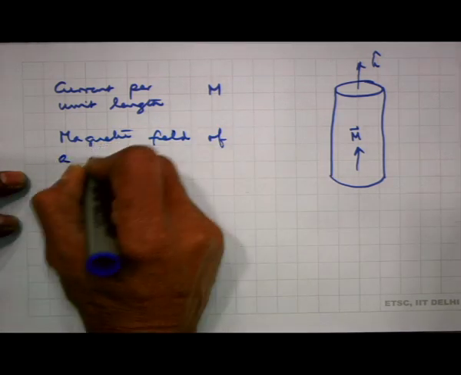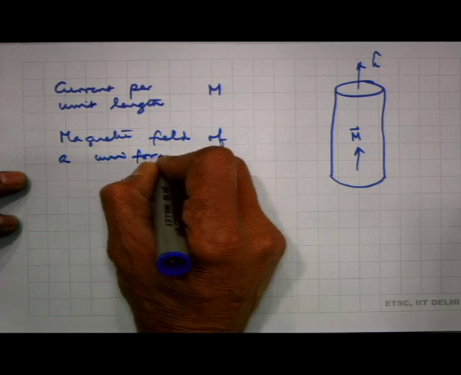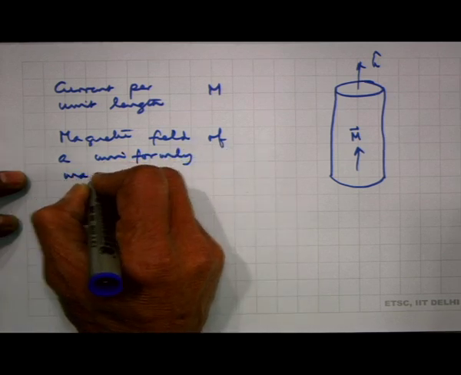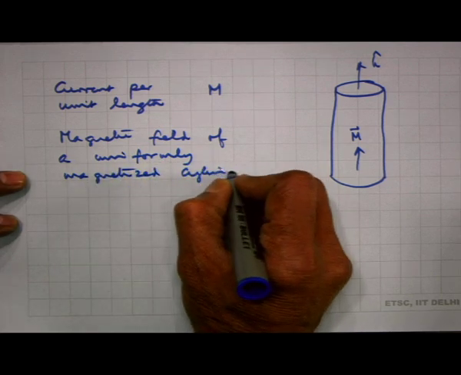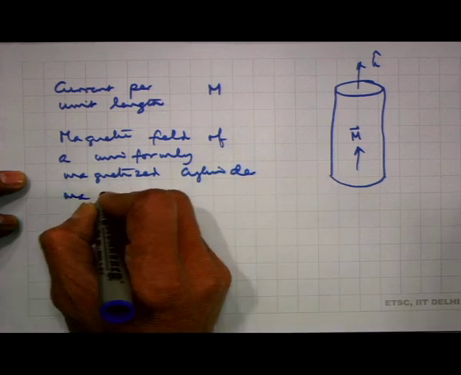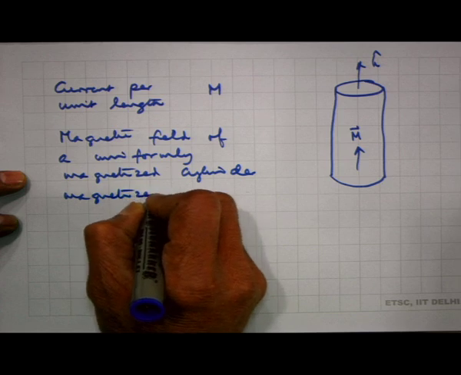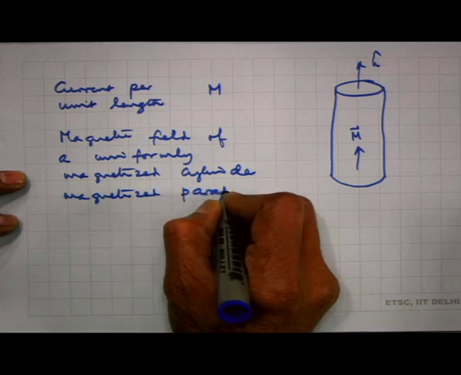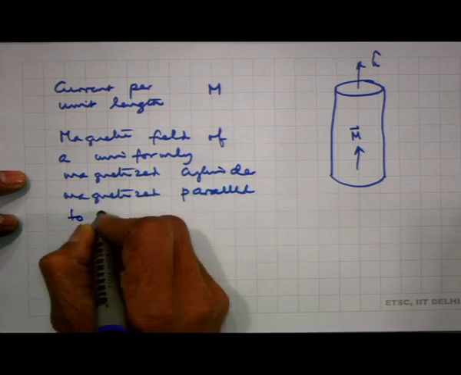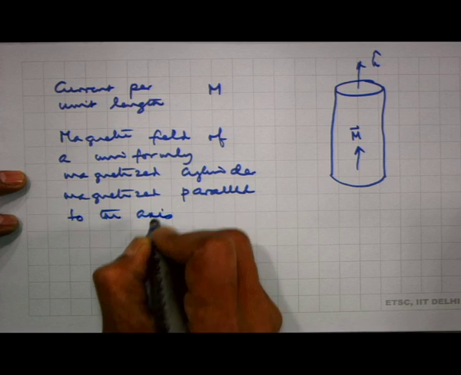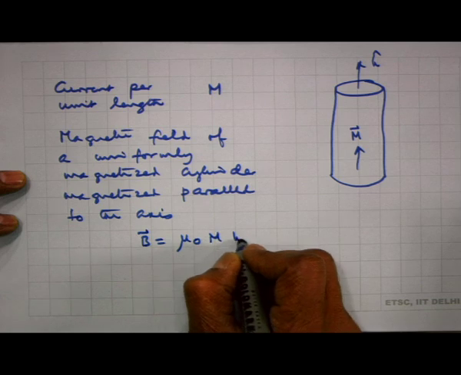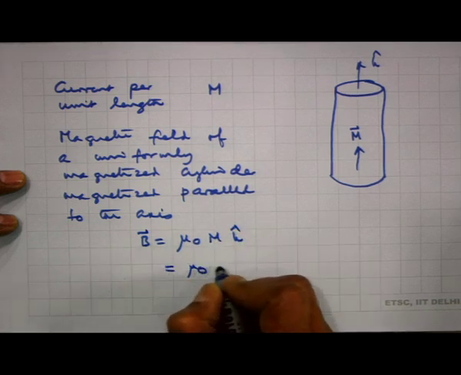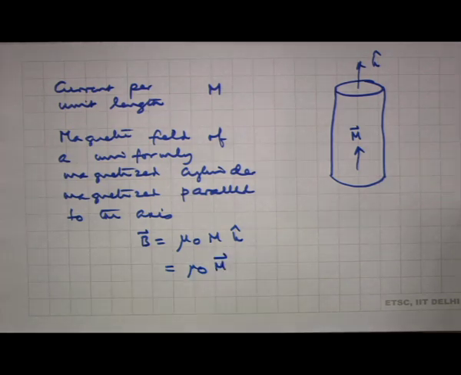of a uniformly magnetized cylinder, magnetized parallel to the axis: B is equal to mu naught times M times k cap, which is nothing but mu naught times M vector, because M is along the k cap direction, M k cap is the M vector.